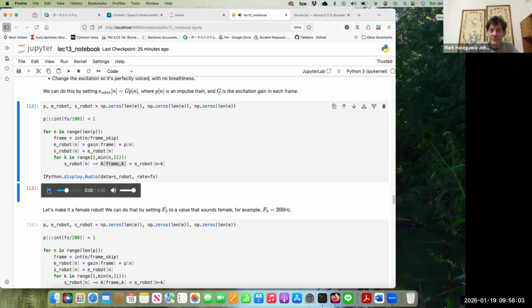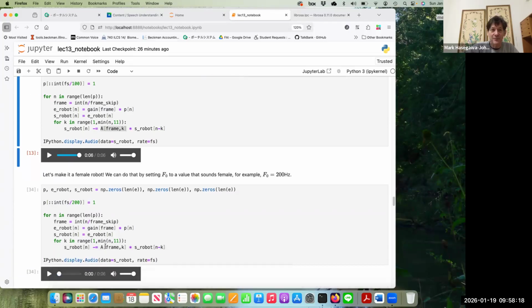So you can hear that it sounds like my voice, but turned into a robot. It sounds robotic because there's no breathiness. It's purely mechanical, one pulse every 10 milliseconds. And it's also perfectly monotone, no change in pitch at all.